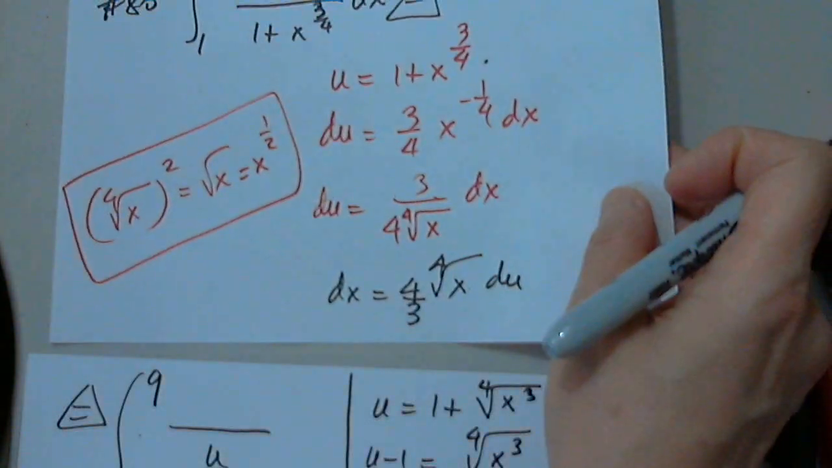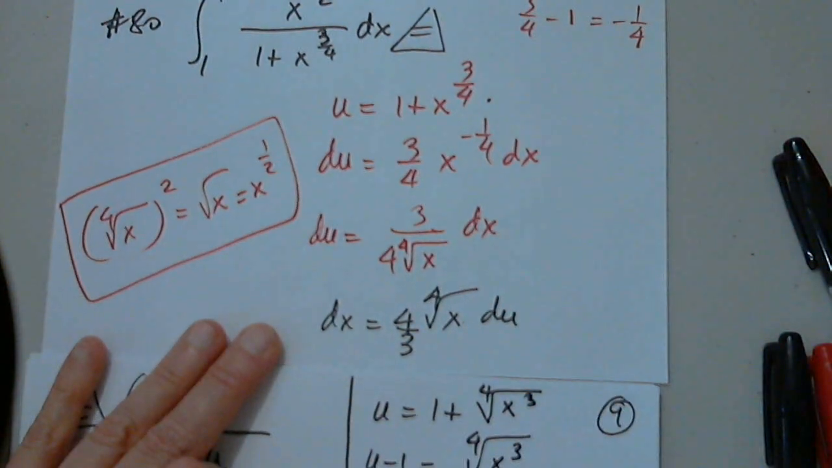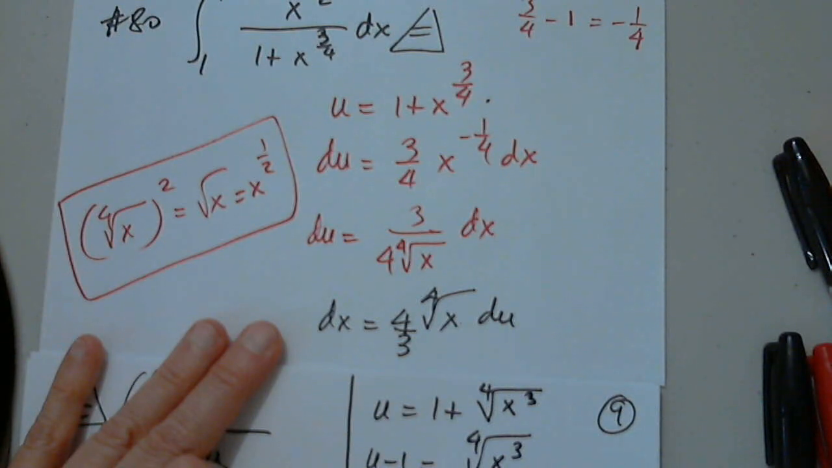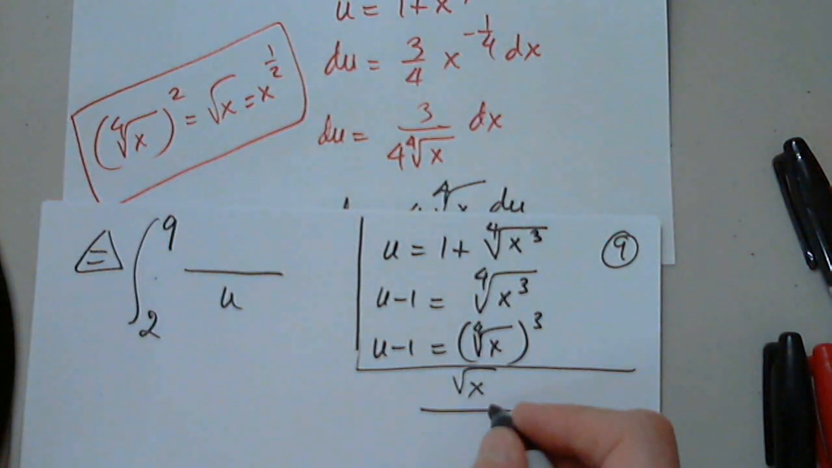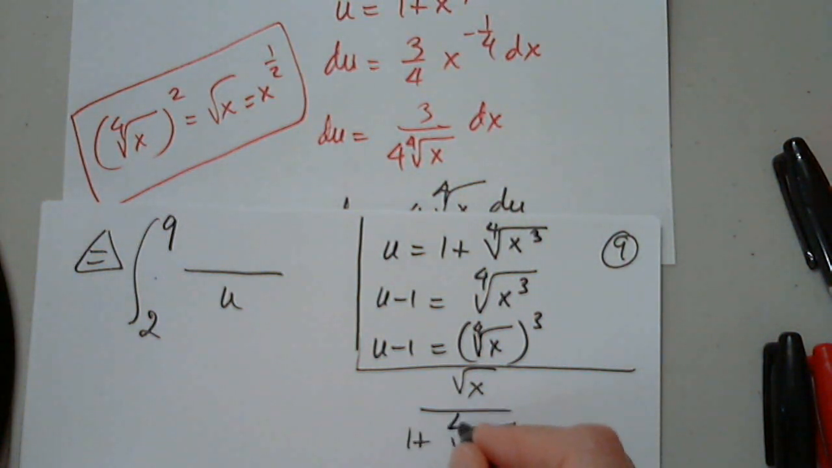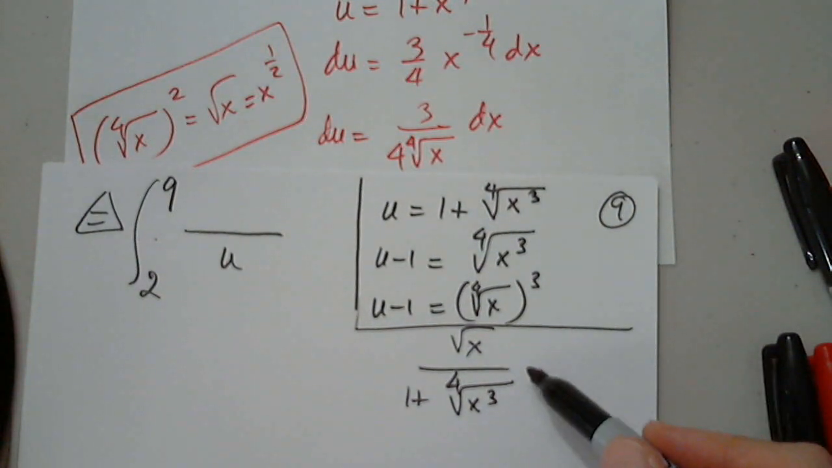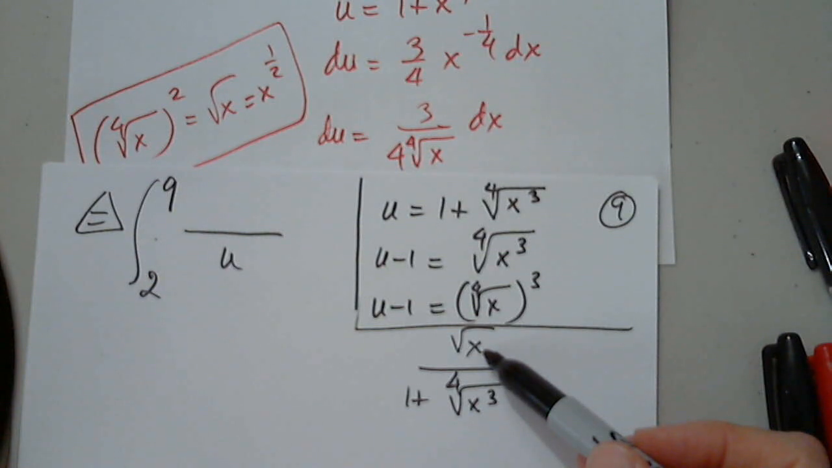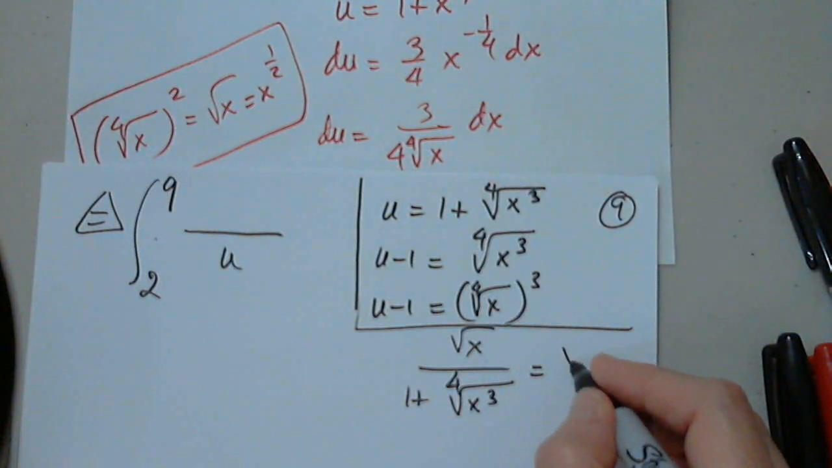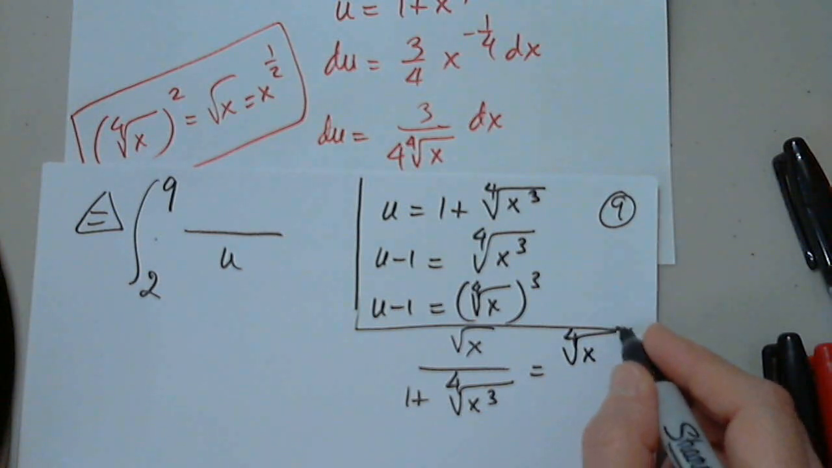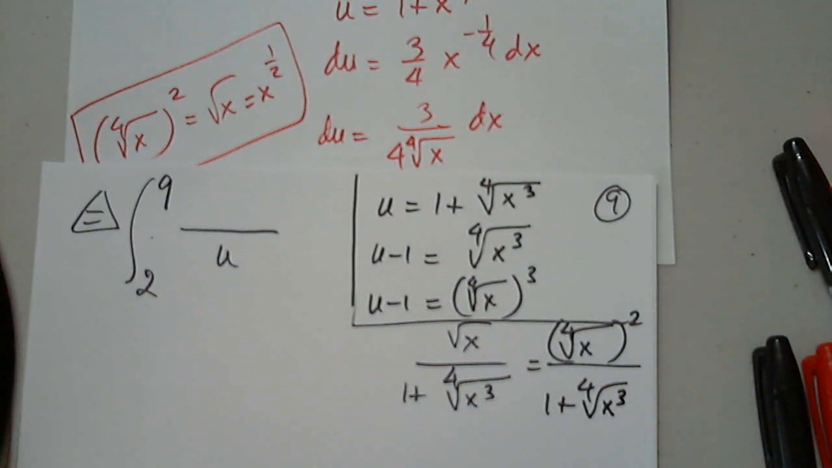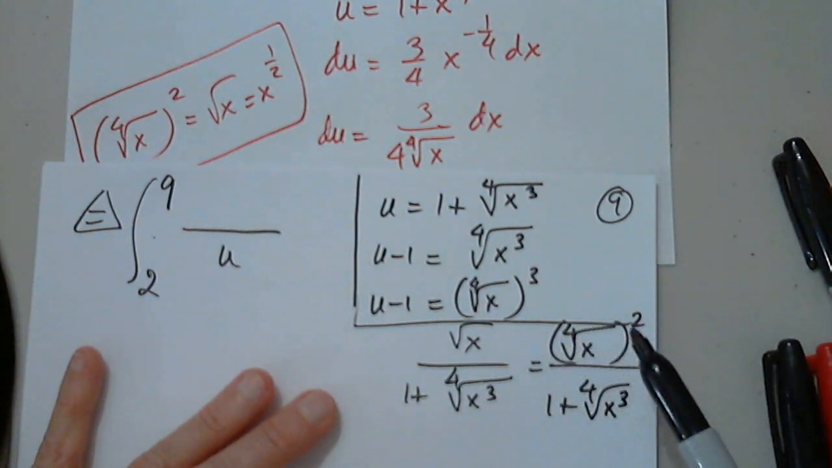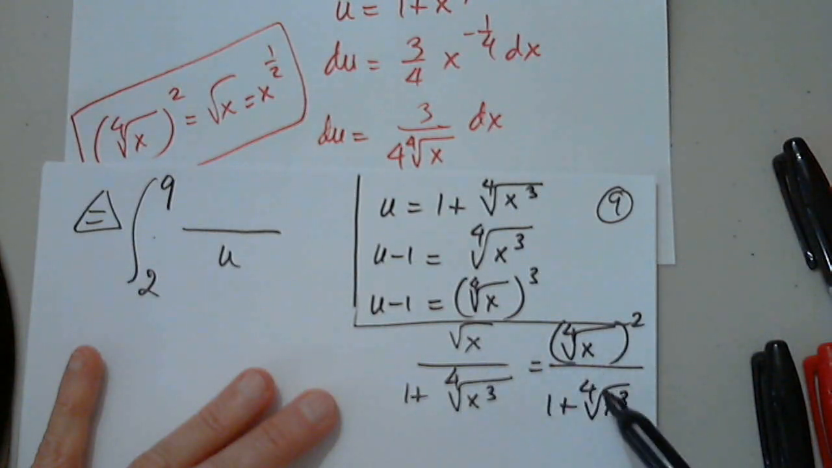And remember, we have here the square root. So the top is the square root. Let me see, maybe I should have simplified somehow a little bit if I can. The square root of x, 1 plus the fourth root of x to the third. So this is the same with the fourth root of x squared. And this is 1 plus the fourth root of x to the third. Okay. So that's correct.